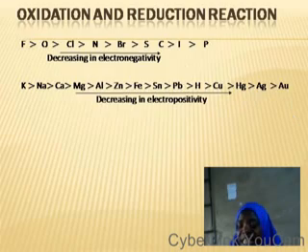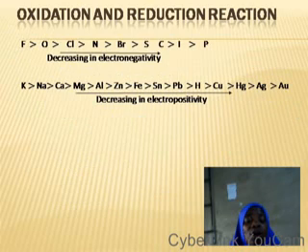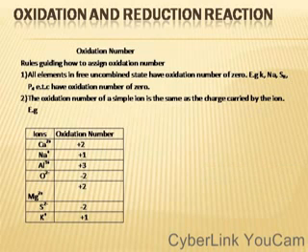So the next thing that we are going to be looking at now is oxidation number. Now, what is oxidation number? Oxidation number is the apparent charge of an atom in a molecule or ion. That is, the charge on a molecule or ion is known as oxidation number.